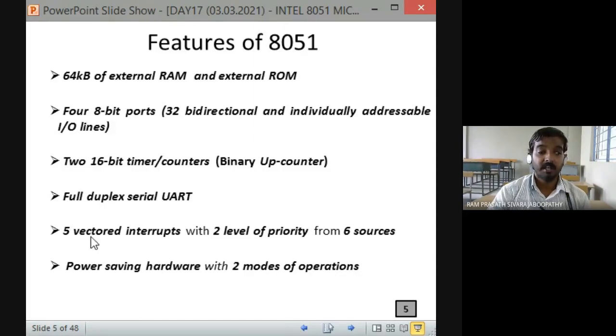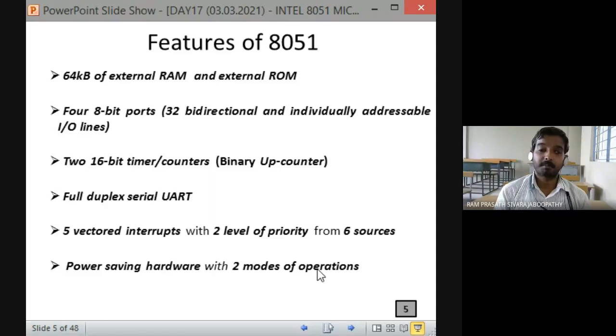Then we have power saving hardware. When you are talking about some control application, say for example a billing machine or something else, they are all battery operated. Sometimes this kind of system can be operated in a remote location. That means they can be operated with a battery backup. So power is a very important constraint when it is a remote application.